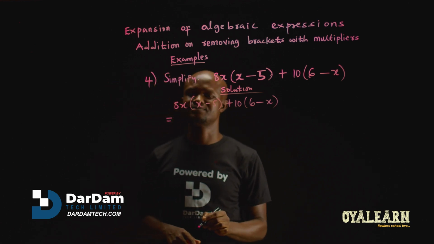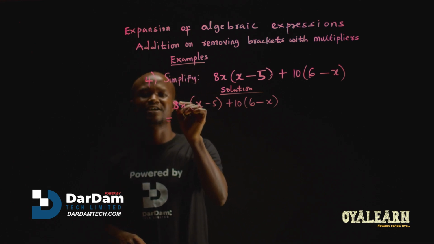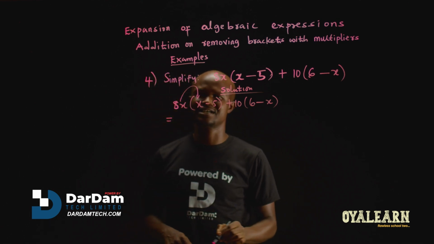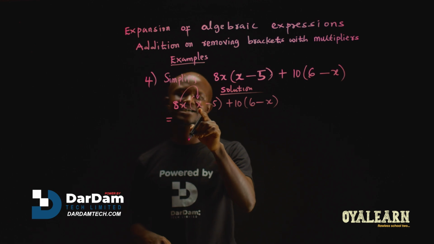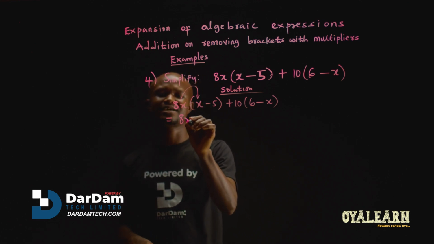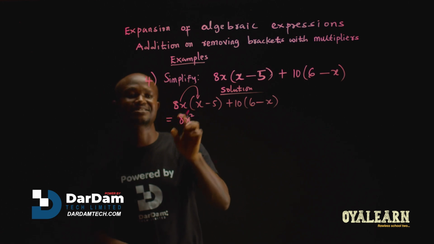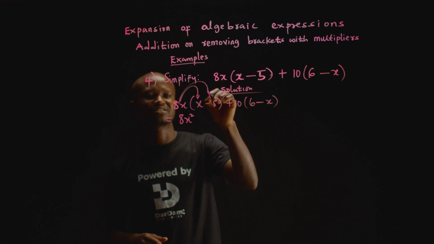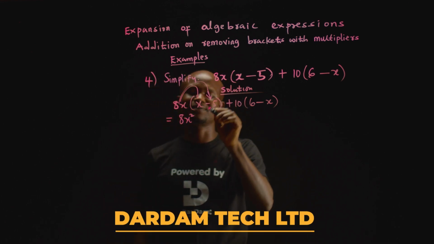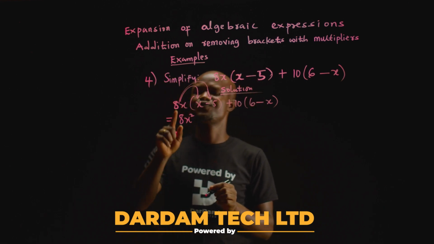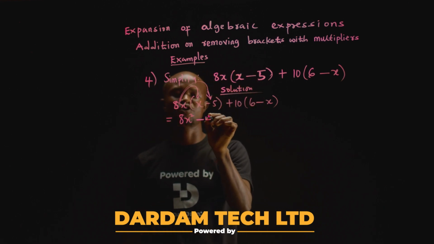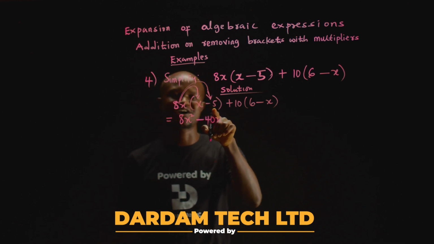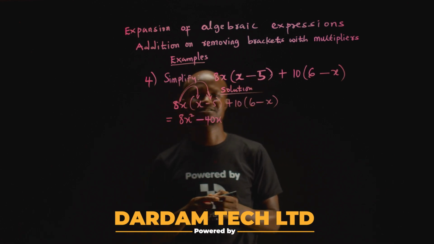Now, the multiplier here is 8x. So the multiplier will multiply the first term inside this bracket: 8x times x is 8x squared, because x times x is x squared. It will also multiply minus 5. Minus 5 times 8x gives us minus 40x.